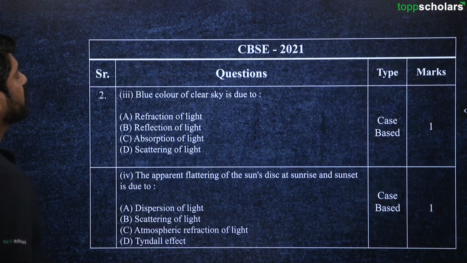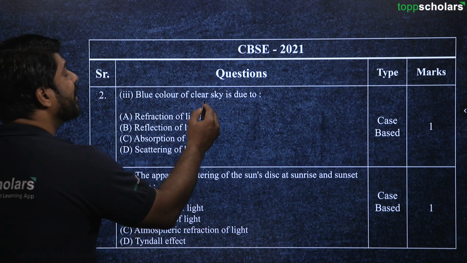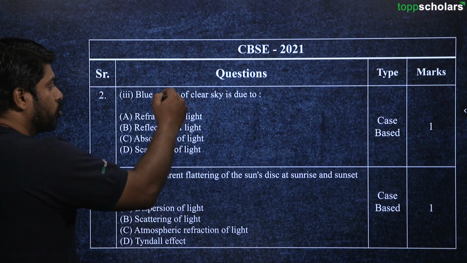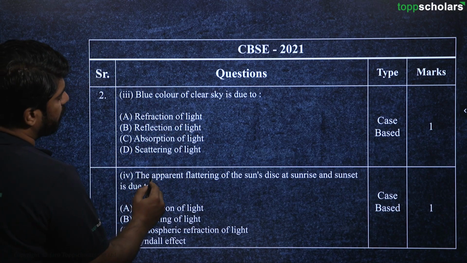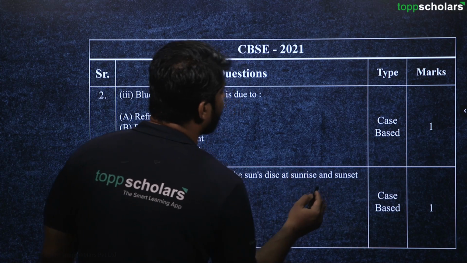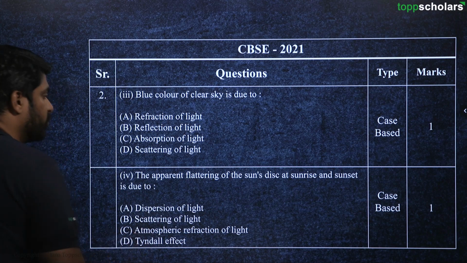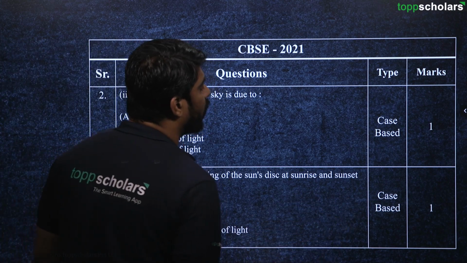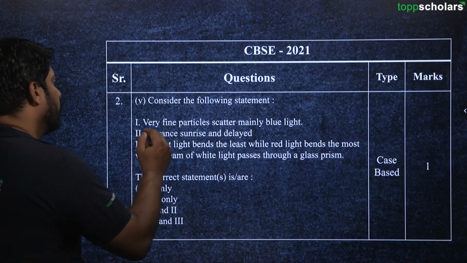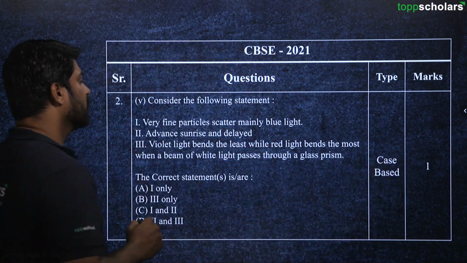Okay, next we have got these 2 more questions. Blue color of clear sky is due to what? So we have got 4 options. Then the apparent flattening of the sun's disk at sunrise and sunset is due to what? Again we have got 4 options. Again this is for 1 mark. Moving on, we have one more question based on the same case for 1 mark.